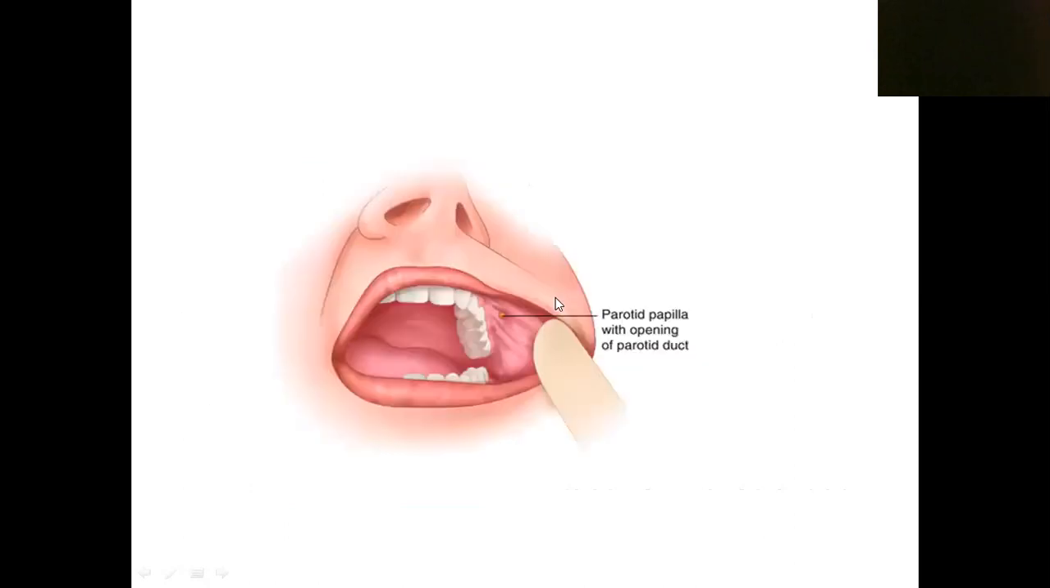After piercing all the structures, see it was here. First it pierces the buccal pad of fat, then buccopharyngeal fascia, and it pierces the buccinator muscle, and it opens into this space. It is seen between the cheek and the gum. This space is known as the vestibule. So it opens into the vestibule opposite to the upper second molar teeth. See, this is the opening of that duct.